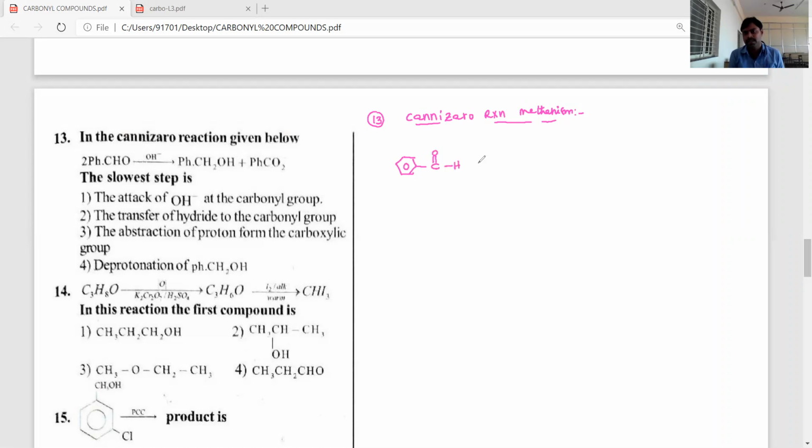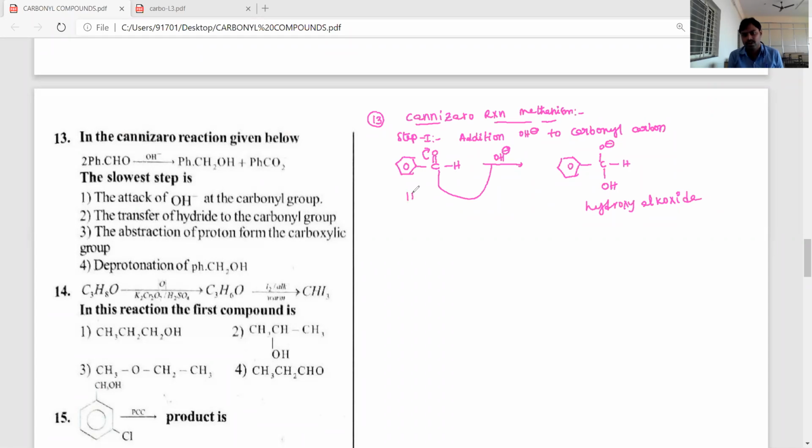The first mole of benzaldehyde reacts in the presence of base. Okay, this is step 1. Step 1 is a nucleophilic addition reaction: addition of hydroxyl ion to the carbonyl carbon. Then an alkoxide ion will form: CH, OH, O minus. Okay, so the product is a hydroxy alkoxide. This is from 1 mole of benzaldehyde first.